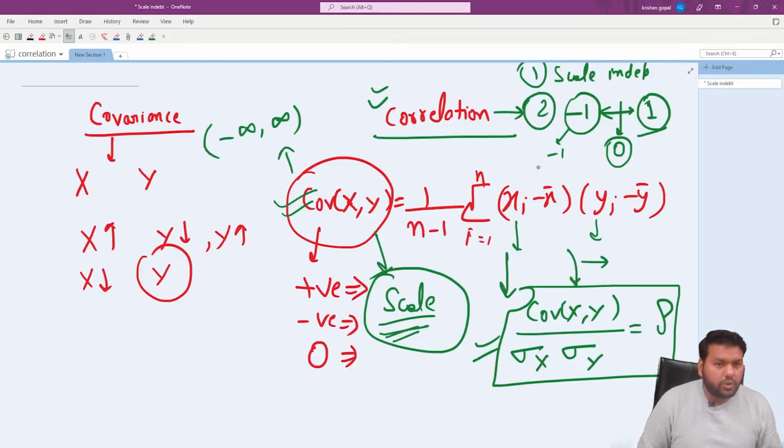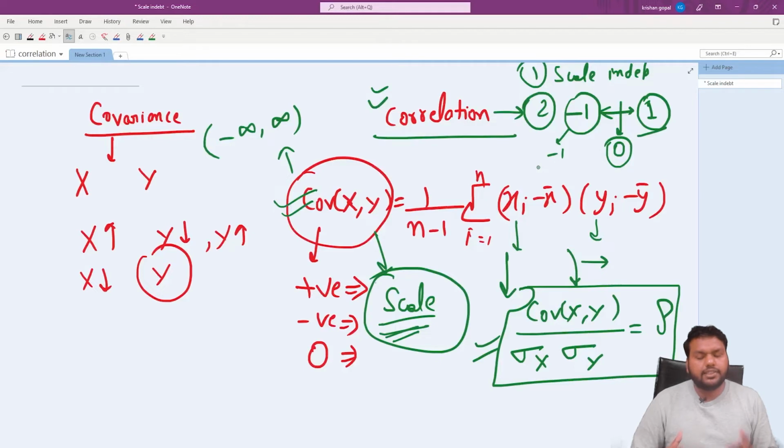So to get out of this scale dependent property, we perform normalization and we get the correlation. Now with the help of correlation, we can tell the direction as well as the strength with which the two random variables are moving with each other. So this is the basic difference, and I hope you understand this one. You can explain it easily in your interview.